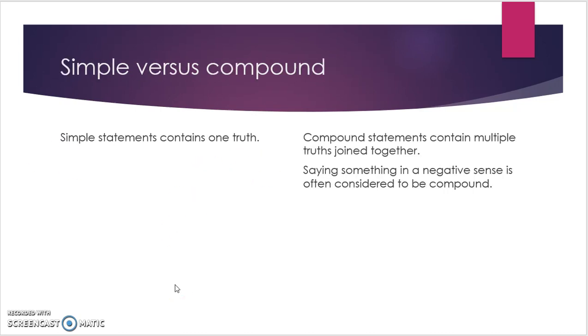So we have simple statements, and these are like the building blocks for compound statements. A simple statement contains just one truth. "I teach." One truth. "I am making a video." Another truth. Compound statements have multiple things. So "I teach and I'm making a video." I've got the 2 parts, and I've joined them together by saying an "and." I'm saying both parts are true.